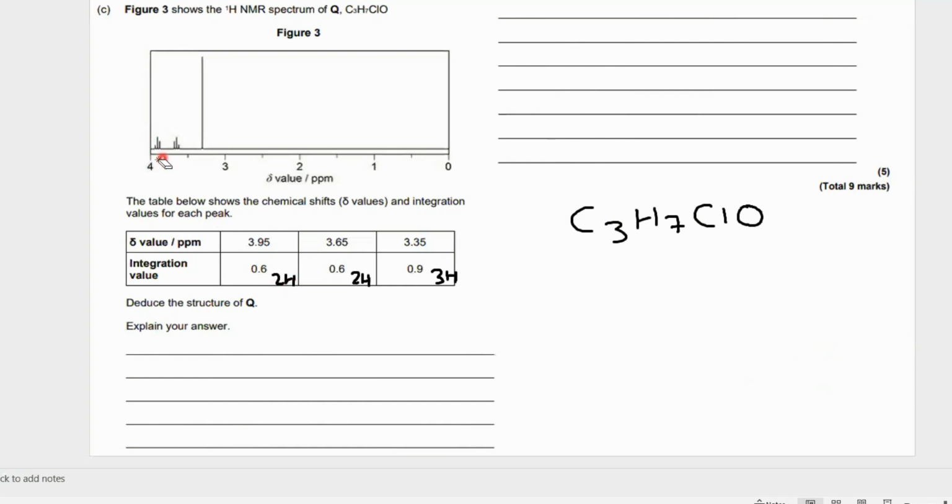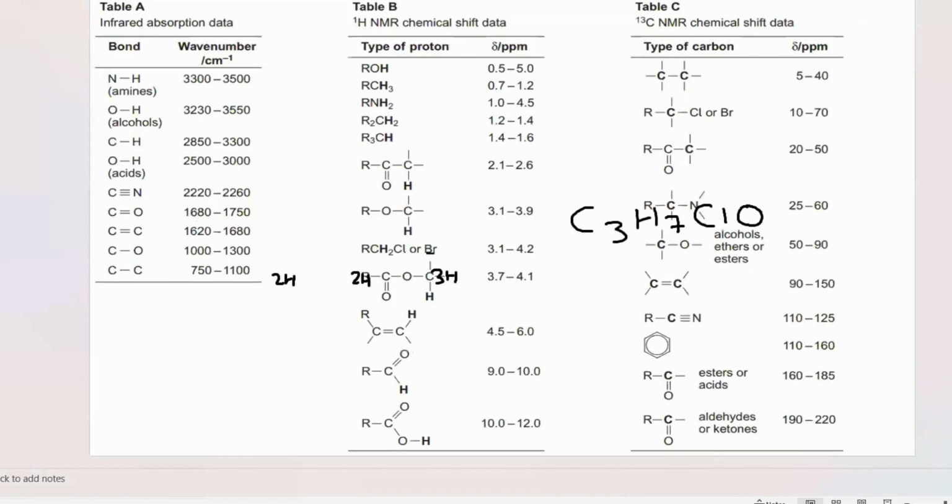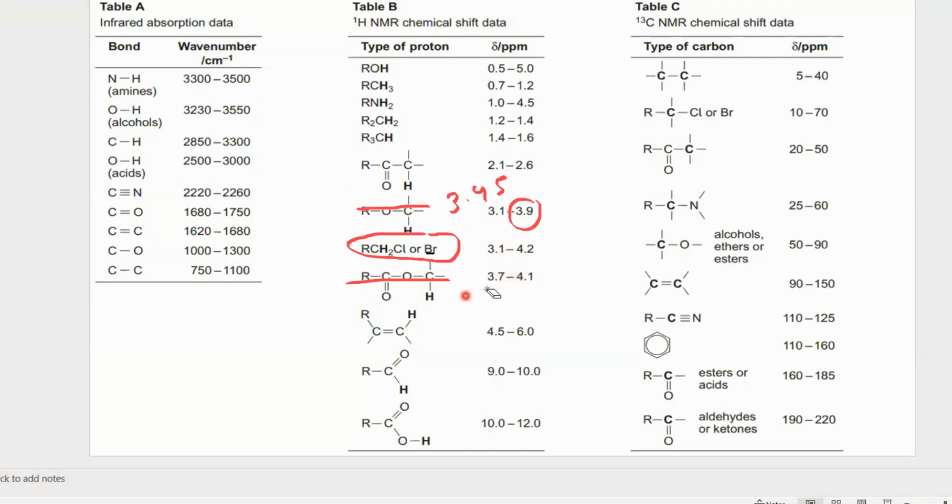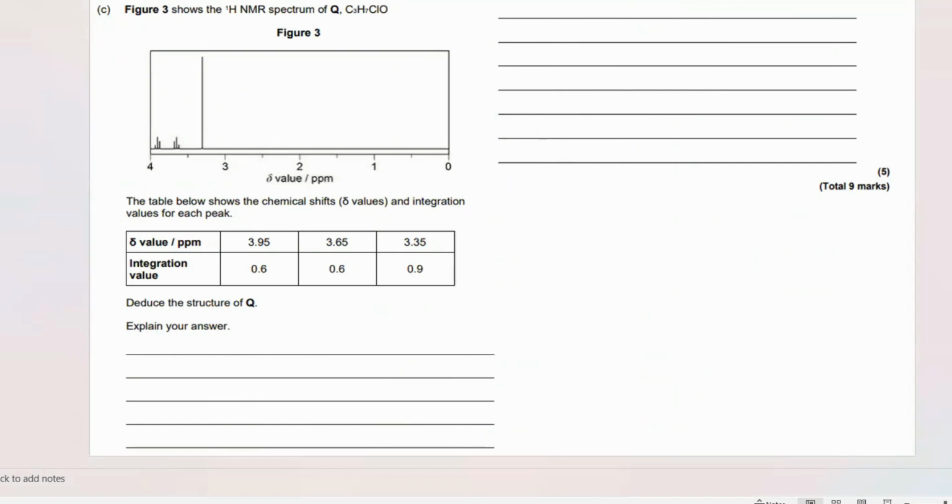The chemical shift will give us the potential groups and atoms in each of those environments, and the splitting pattern will tell us how many hydrogens are next to them. So let's look at the chemical groups first of all. And our first one was 3.95. It's only going to be a halogen attached to a CH2 group.